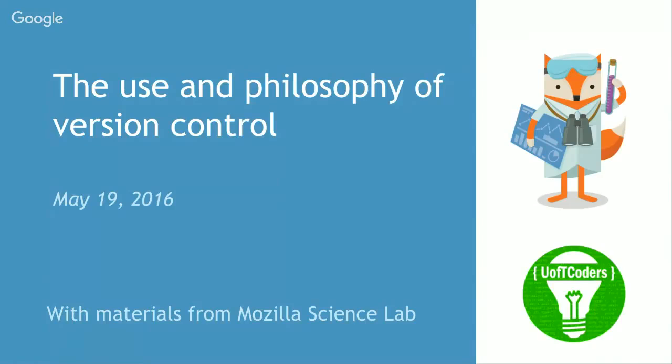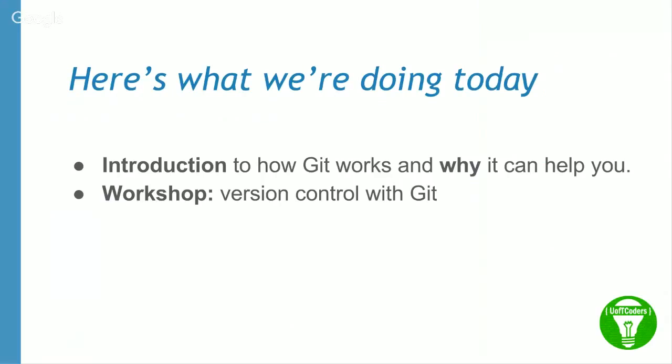But these slides, which I also stole from Mozilla, are the first part of it, and we're going to talk more about why people use version control and specifically Git. I think I have a good reason for why Git. So we're going to talk about how Git works and then why you should use it, and then go through some of the things that Git does for you when you're trying to do version control.